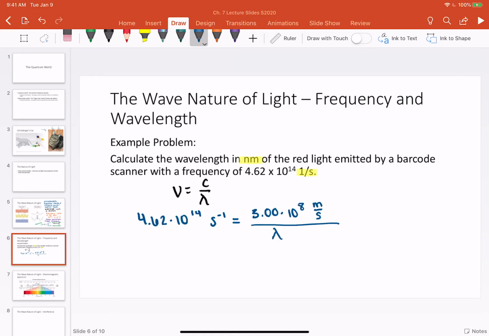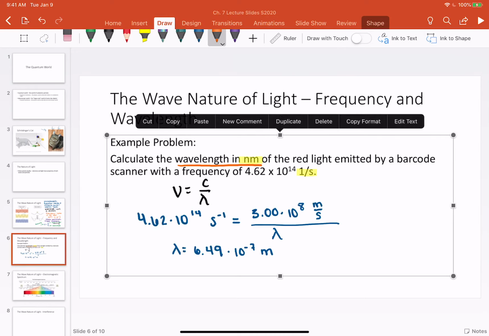So when we solve that math, I will go ahead and give you a second to solve that. You can pause the video if you want. But when we solve that, you should get 6.49 times 10 to the -7th meters. But what is our question asking? It's asking for the wavelength in nanometers. So that means we're going to have to do a dimensional analysis conversion. So let's go ahead over here to the side and do that conversion.